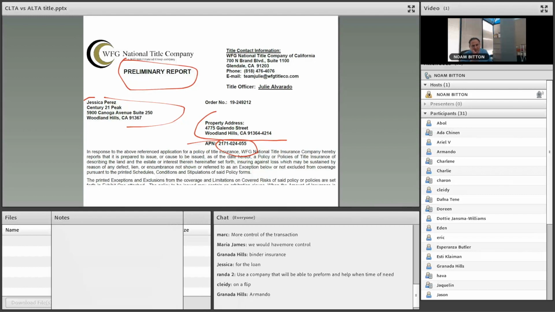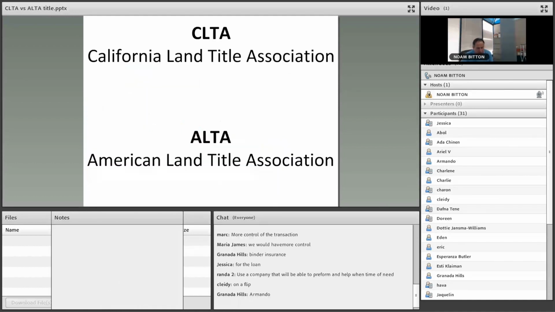So the way we look at the preliminary report is basically it's a title commitment. Write that down, title commitment. So basically the title company is willing to commit to insure this property based on whatever is on this title report. Okay? Now, let's talk about the essence of what we're talking about today.